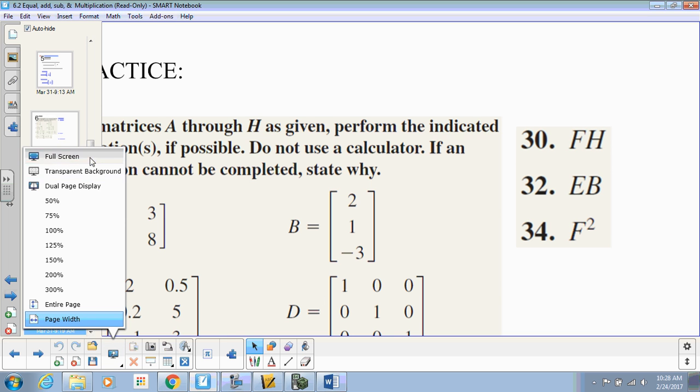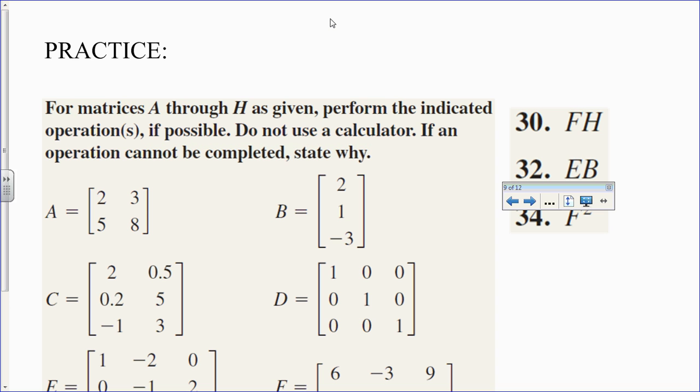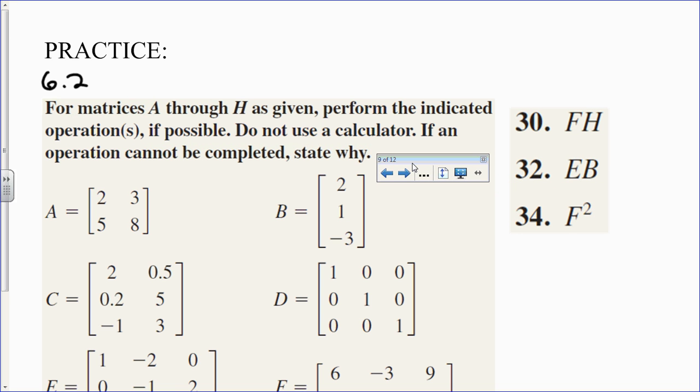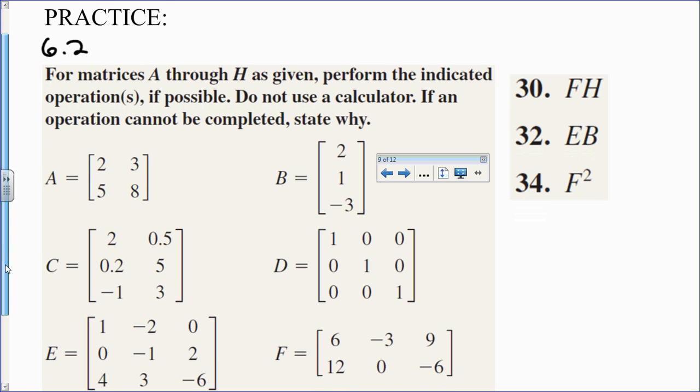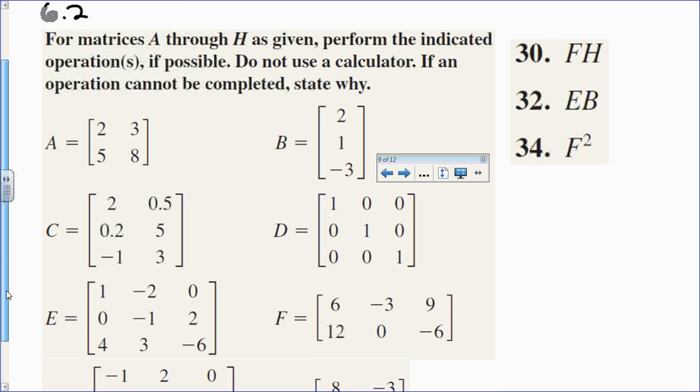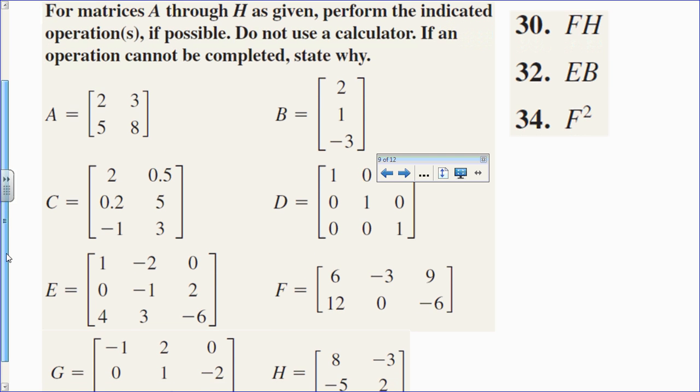We're just going to practice some multiplying. Still from 6.2. So these problems are from 6.2. Scroll down. H.